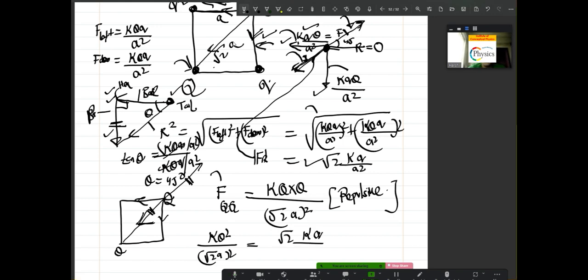kq upon a square. K gets cancelled, so I'm left with q square upon 2a square is equal to k q. So these are k q. I'm sorry. So k q. So k has got cancelled. I'm going to write q divided by a square. A square also gets cancelled. The q also gets cancelled. I'm left with q upon q to be 2. So the q charge is double that of the other two charges.